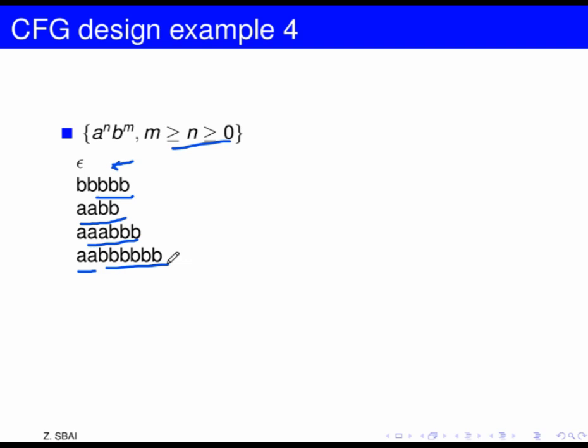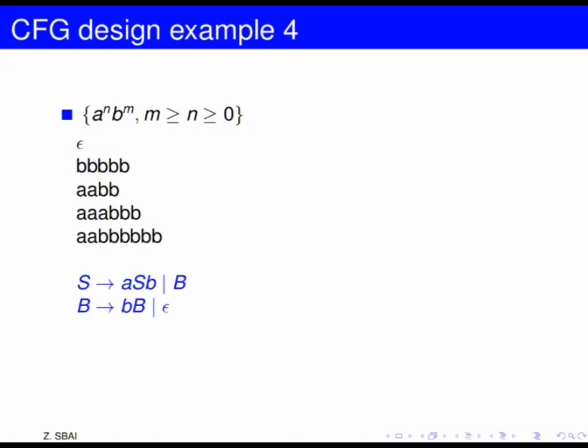The condition here states that we always have to check that the number of b's is greater than or equal to the number of a's. So we can easily write the rules of the grammar here. S yields aSb, so that any occurrence of a will lead to one occurrence of b at the end of the string.